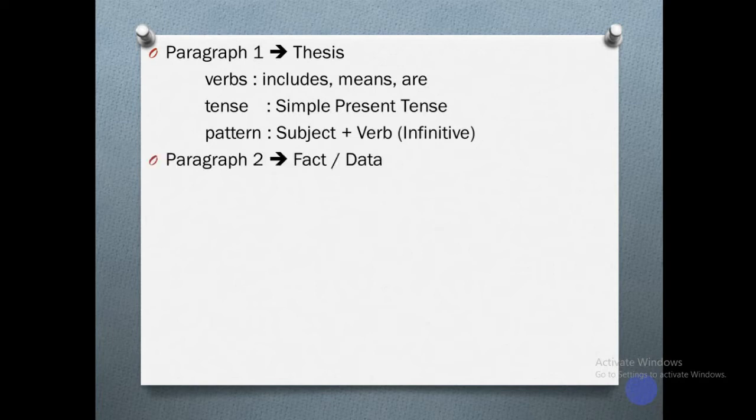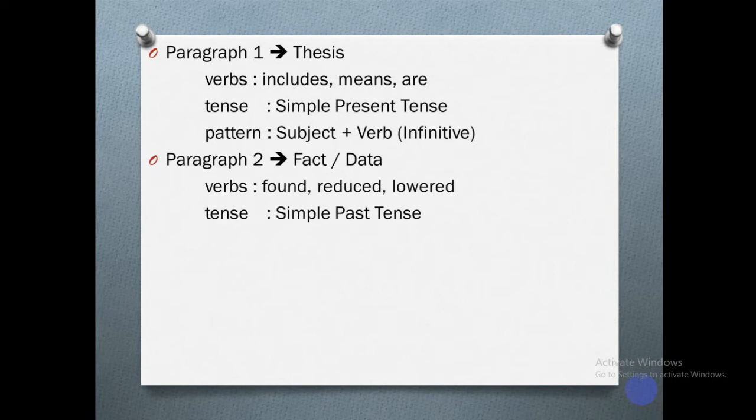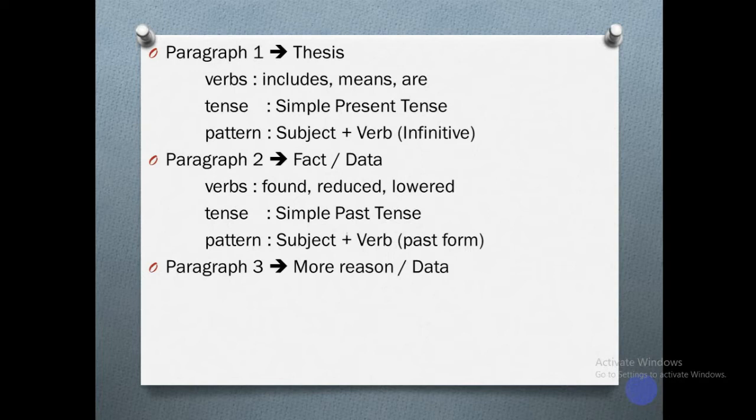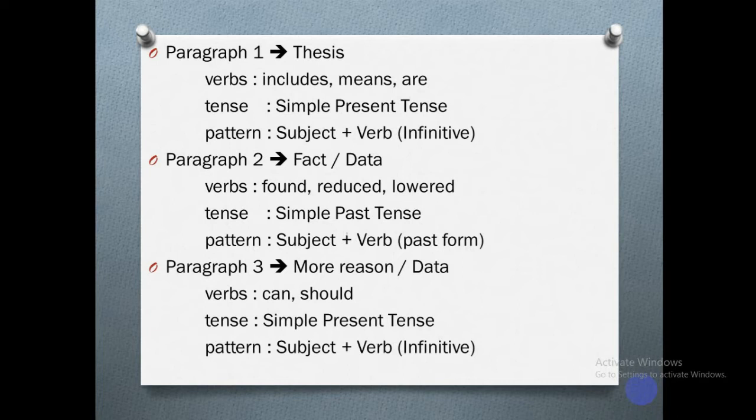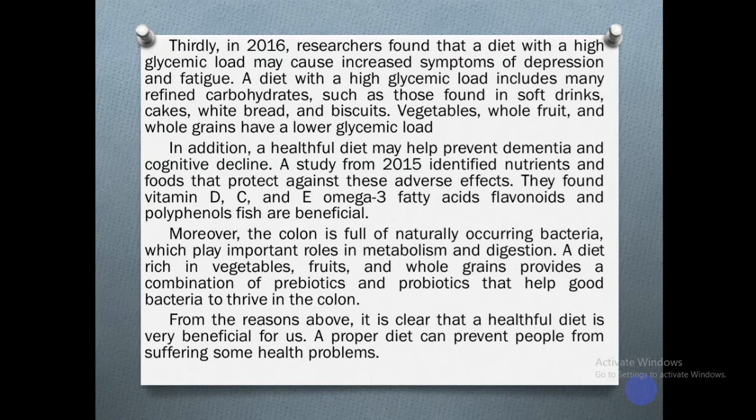However, the second paragraph contains past forms of the verbs, which means it uses simple past tense. It happens because paragraph 2 presents data that is taken from the past, while in paragraph 3 we meet more simple present tense. To make it clear, let's review the rest of the text.